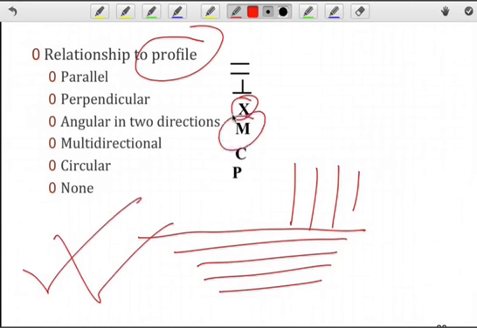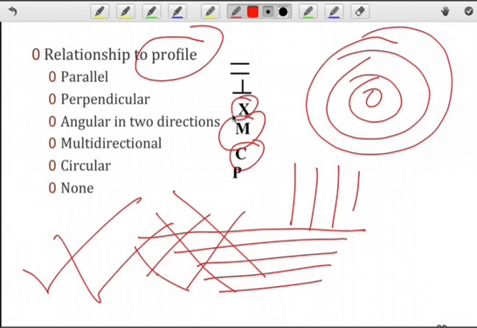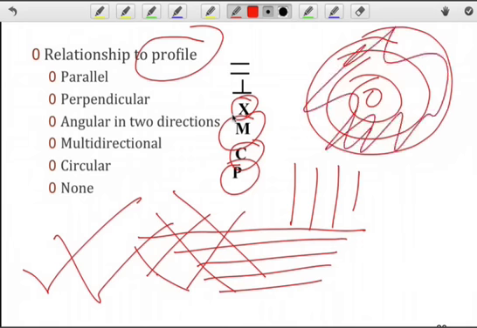M would just be multi-directional. C would be circular, so you might see a pattern like that. And then P would be none, so really there's no point in having a pattern there. You want to remove any vestiges of a pattern such as this, so we might grind and then polish that surface.